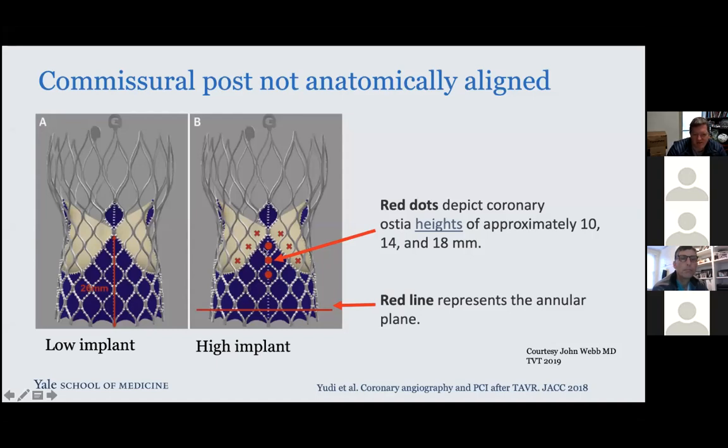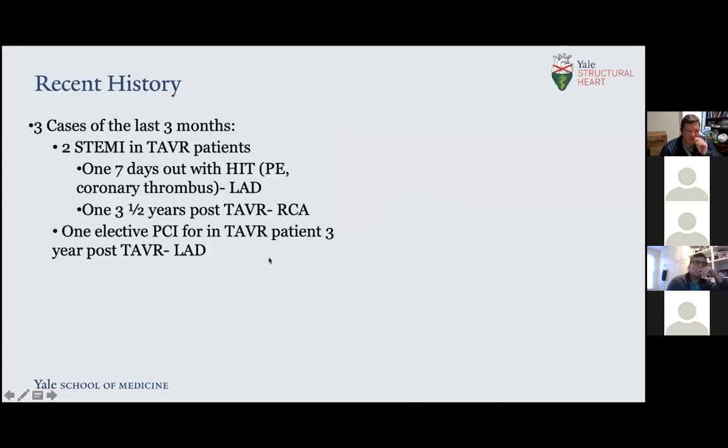If you have this commissure, in essence almost a post, you can think of it that way, and it's lined up in front of your coronary, it's going to be very difficult to selectively engage that coronary artery. So we've actually had 3 cases in the last 3 months.